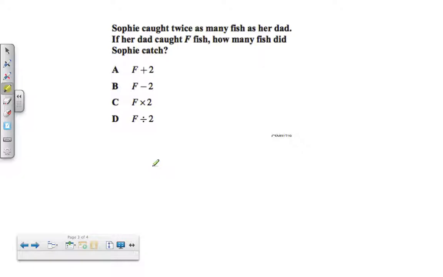Sophie caught twice as many fish as her dad. If her dad caught F fish, how many fish did Sophie catch? Now, we don't know how many her dad caught, but that doesn't matter. We've got F, a mystery amount. All of these problems have F. But you know what they don't all have? They don't all have twice as many.